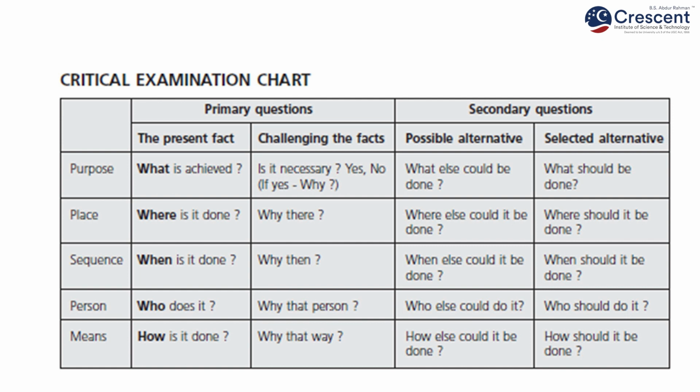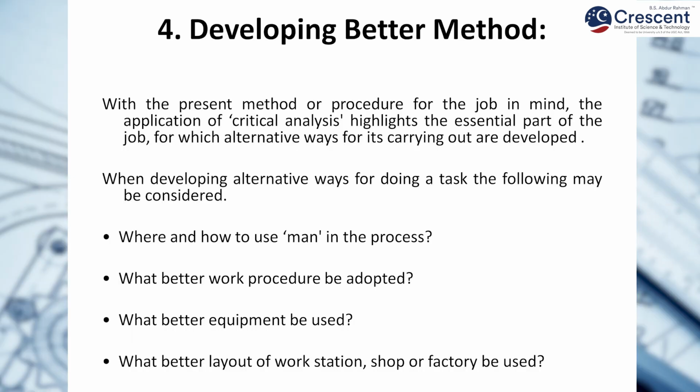After critical analysis we will make sure that no critical information is missing and all parts of the job are there. Then we will go for developing the better method. Where and how we will use the man is one aspect of development. Other than that we will find out what better work procedure should be adopted, what equipment will be used, and what better layout of workstation, shop or factory will be used. Through that we will develop a better method.